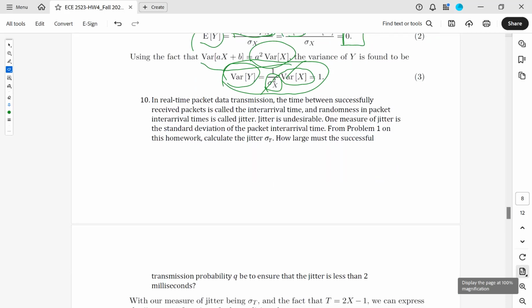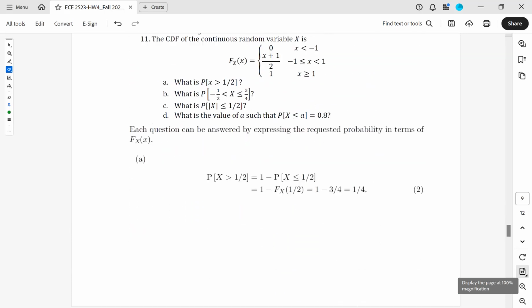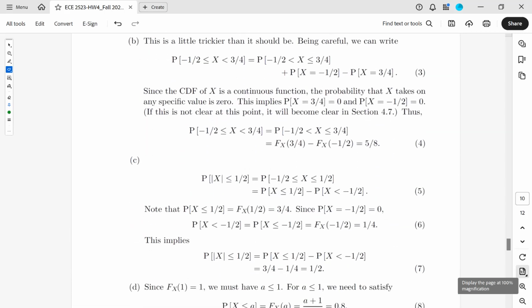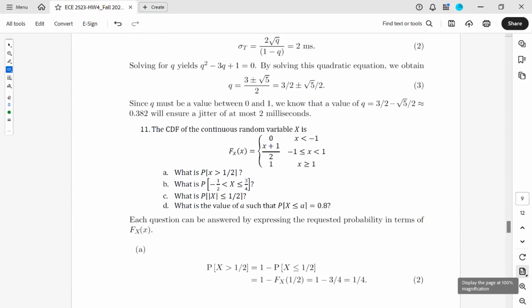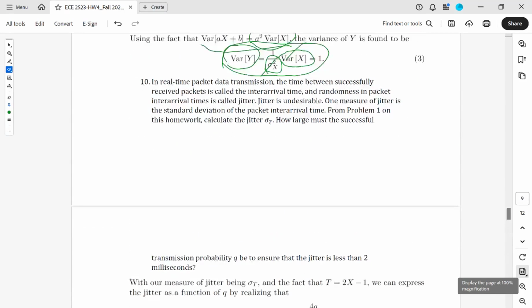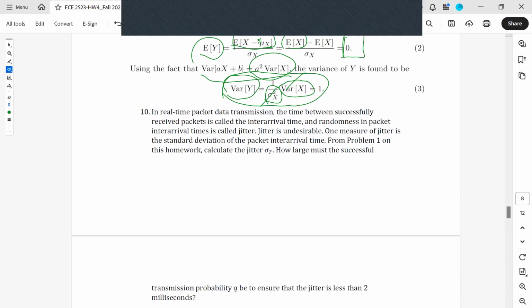Okay, how many problems did we have? 10, 11, and 12. Okay, let's stop here and we will go through the rest of the problems in the next session on Wednesday.